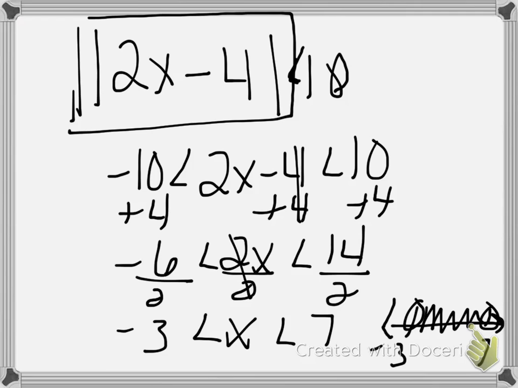So again, the most important part of solving an absolute value inequality is making sure that the absolute value is isolated, and then looking at your inequality sign. That inequality sign is what's going to determine how we set up our problem. Do we want to set it up as an and, or do we want to set it up as an or? That's the most important thing that we need to consider.